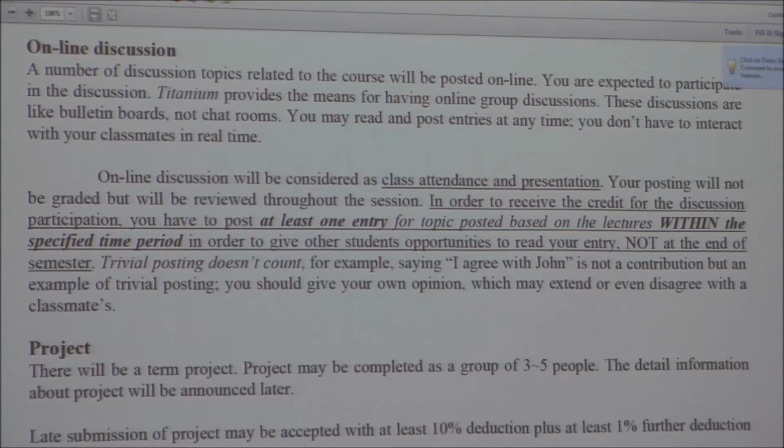In this course we're going to have several online discussions, and the discussion topics will be posted in Titanium. Most discussion topics will be open questions, so there may not even be answers or a solution. I expect you to post your own opinions and ideas. The submissions on the discussion topics will not be graded, but I will definitely read every post on the discussion board.